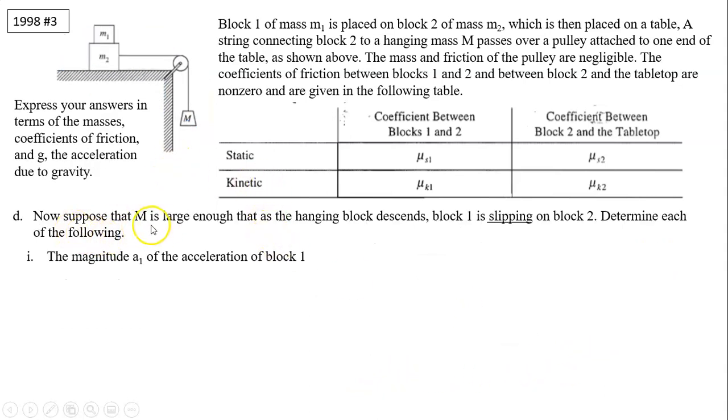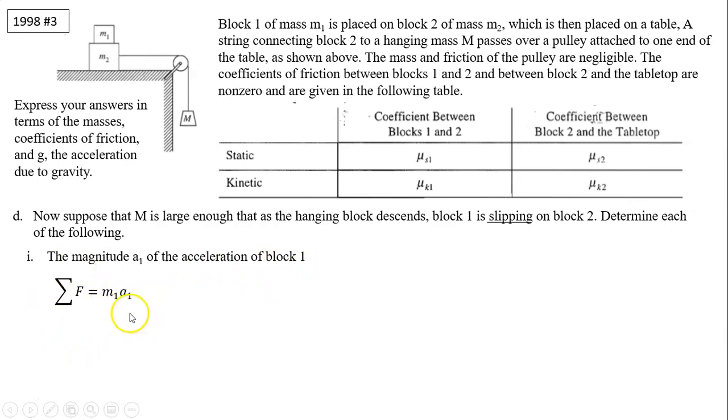Next one. Now suppose that M is so large that the hanging block descends and block 1 is slipping. So the friction cannot keep M1 at the same acceleration as M2. Determine each of the following. The magnitude A1 of the acceleration for block 1. So let's do a free body diagram.